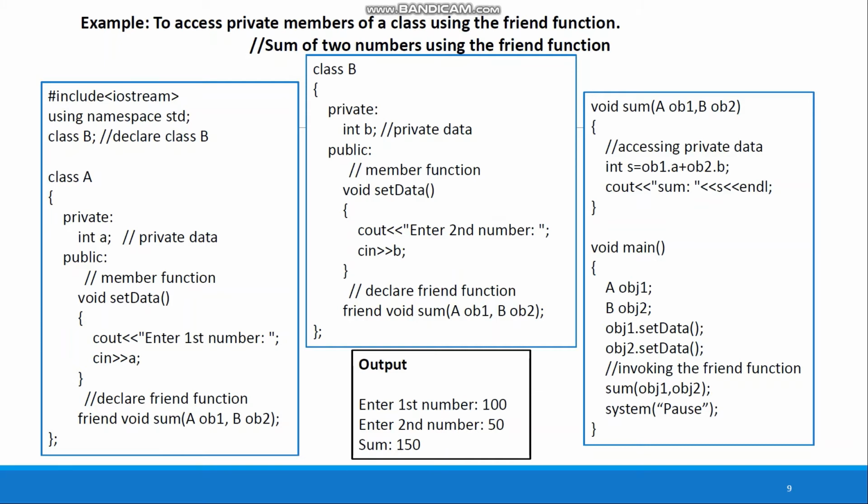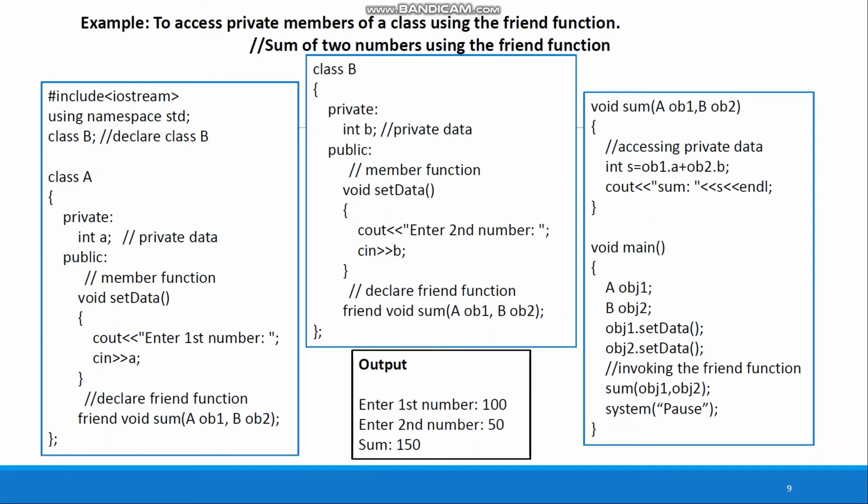Okay, what is the private member of this class? a. a is a private data member of this class. Inside the set data member function, which is a public member function, we have the definition with two statements. The first statement just displays the output to the user, enter first number, to let them know what we are going to do. And when you put in the number with the help of the keyboard, it will be received by the data member a because of the cin statement. With the cin statement, we input the value to the variable a.